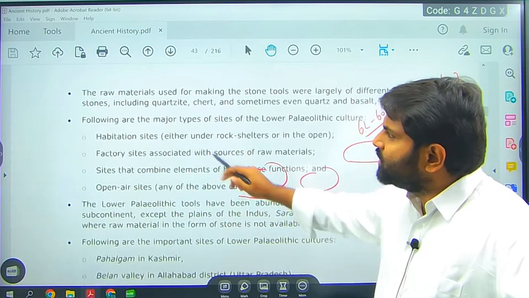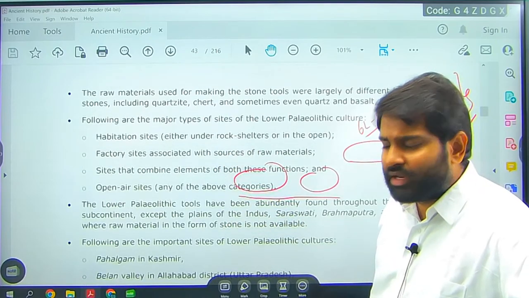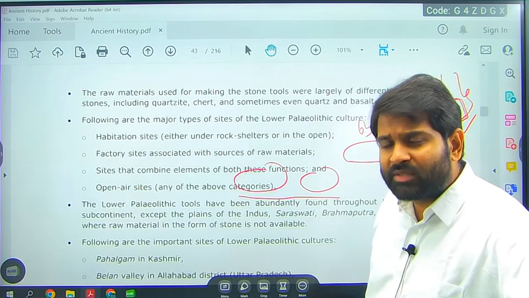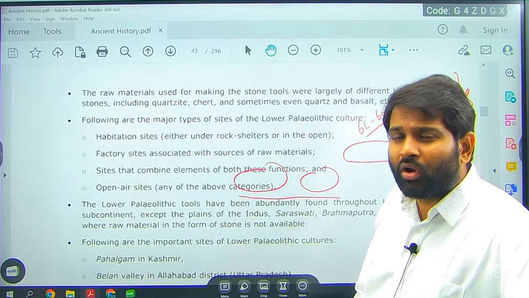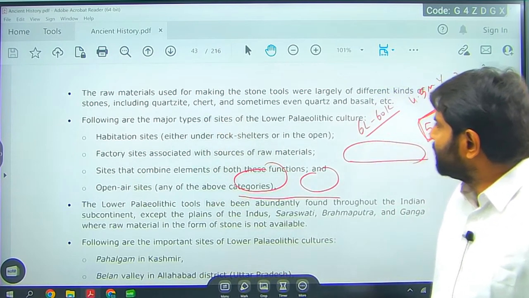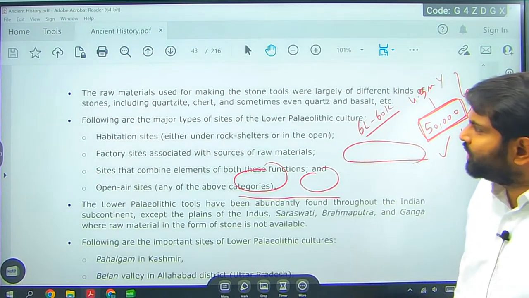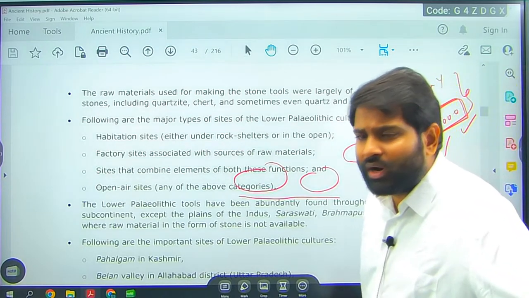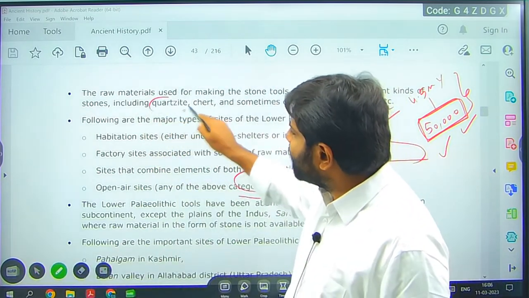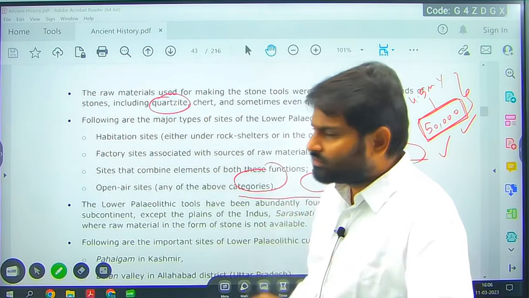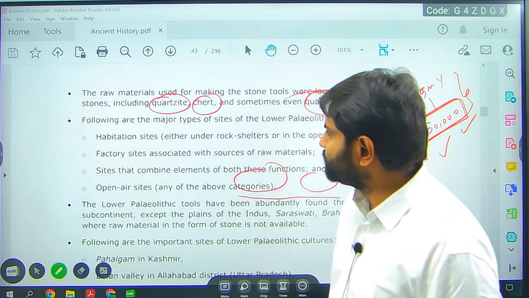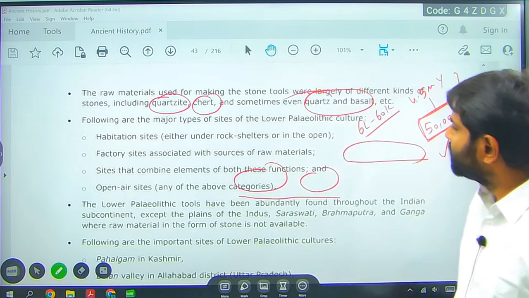The raw materials used for making them, if you remember when I spoke about numismatics, I spoke about copper, silver, gold. Similarly, for this particular stone, what stone? The kinds of stones are quartzite, which is important. Sometimes basalt is also there. Largely the stone tools are made of quartzite, chert, and sometimes basalt. Even quartz and basalt.